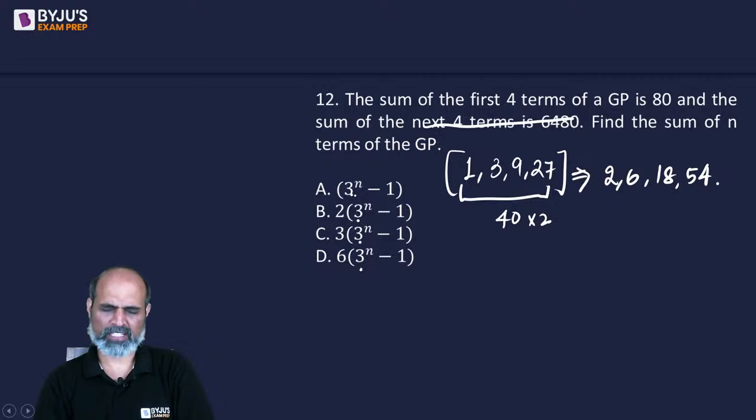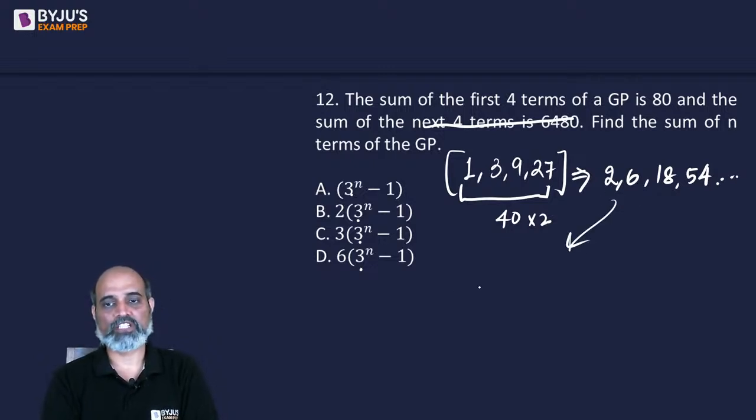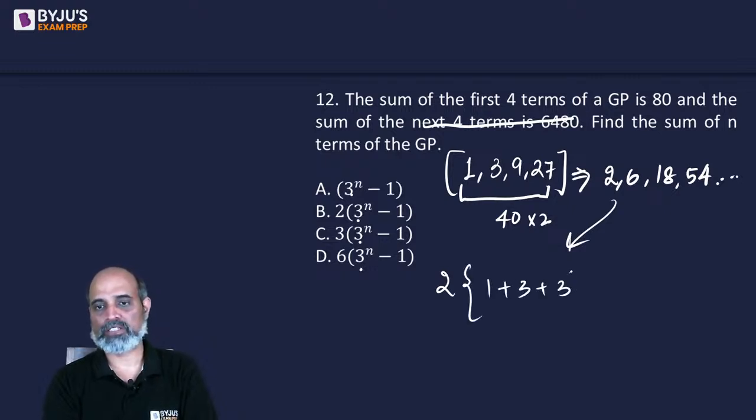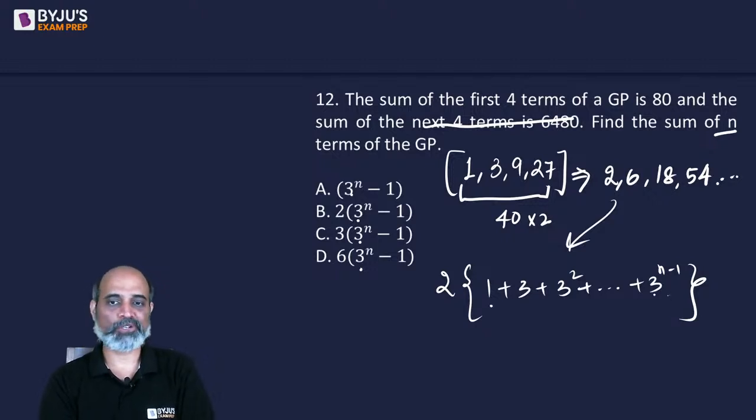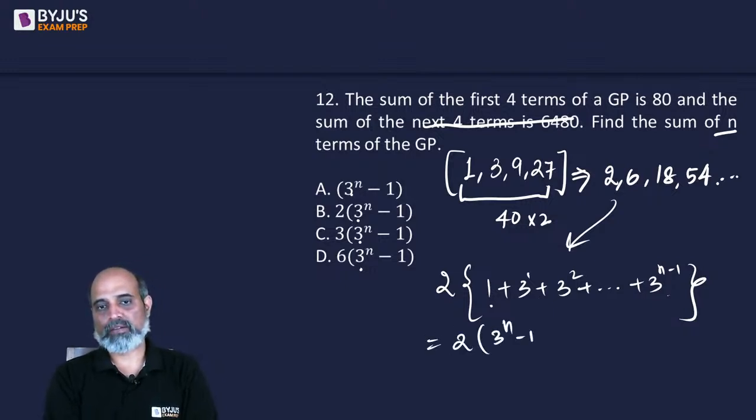It's a GP and the sum of the first 4 terms is 80. Now, if this is the series that continues and we are asked to find out the sum of this GP, what we will do is we'll take out 2 common and then we'll be left with 1 plus 3 plus 3 square and so on, and the last one will be 3 to the power n minus 1. Why? Because we are asked to find out the sum of n terms. So if you start from 1, the nth term will be 3 to the power n minus 1. So this is going to be 2 into 3 to the power n minus 1 whole divided by 3 minus 1.